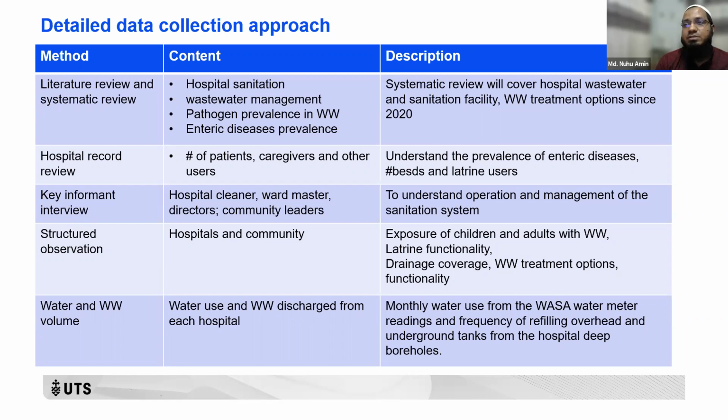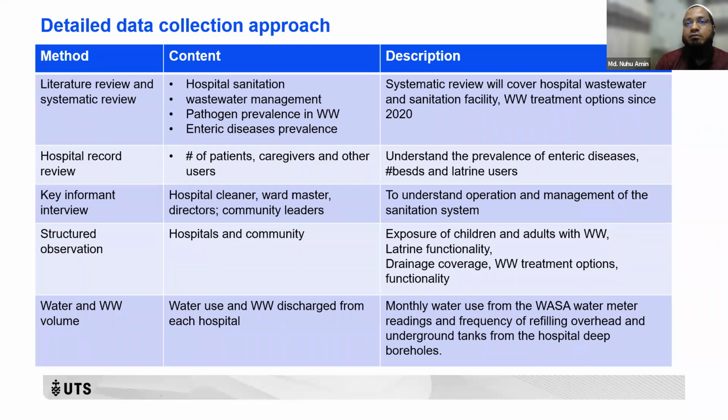And also from the literature, we will know the pathogen prevalence of the catchment area and how it is quantified, and also the endemic diseases around the globe related to this exposure. Then we will also review hospital records to understand the patients, caregivers, and number of toilets and users, so that we can estimate the volume of use.